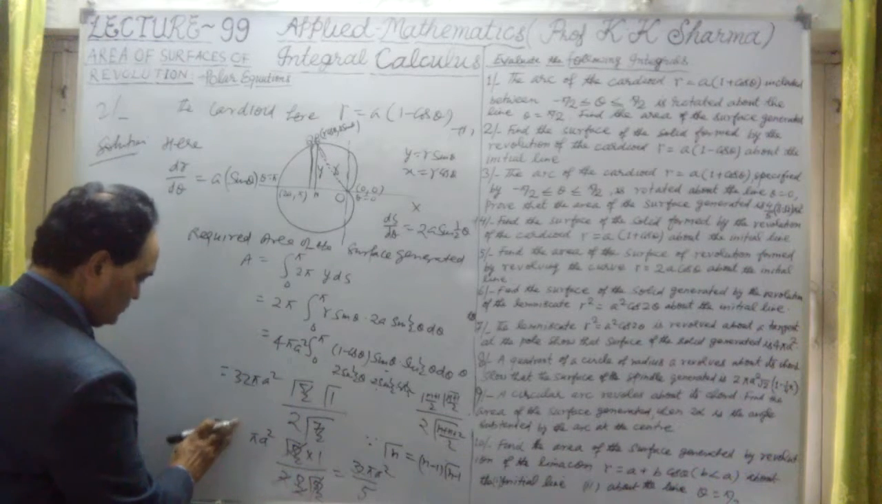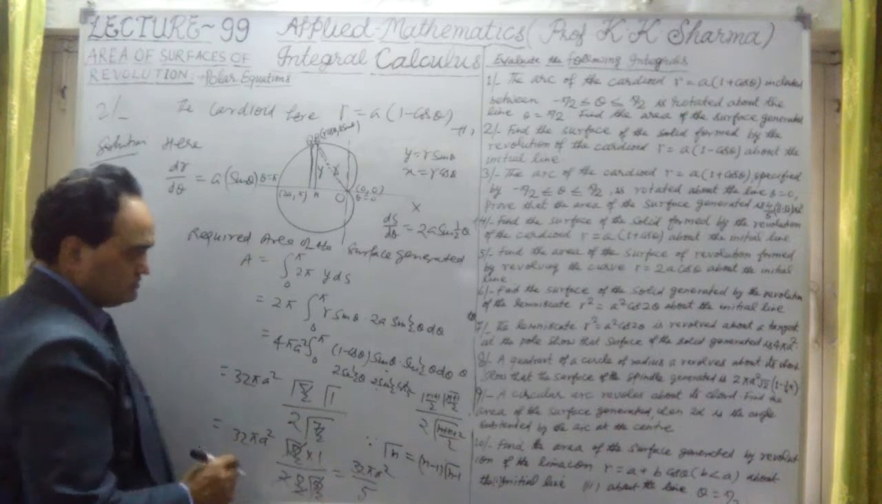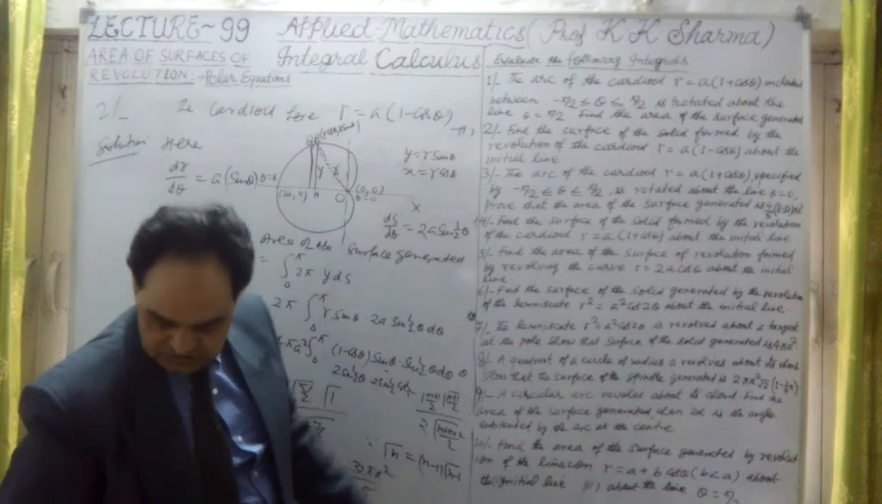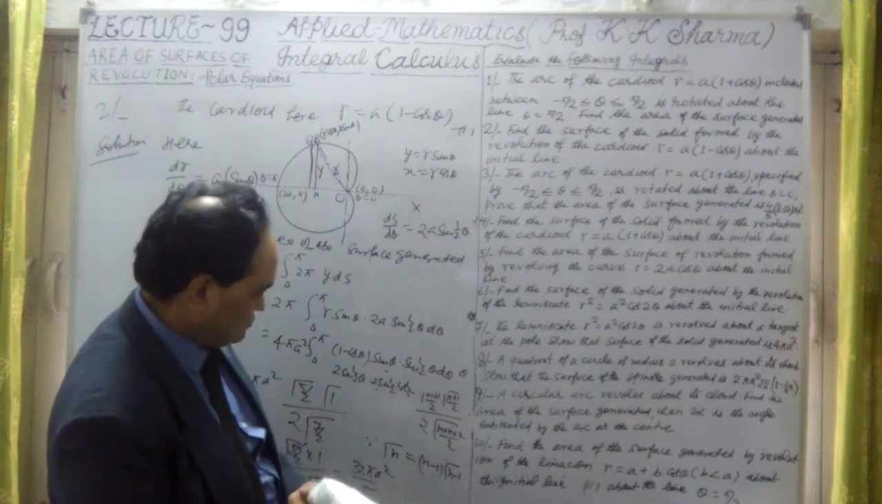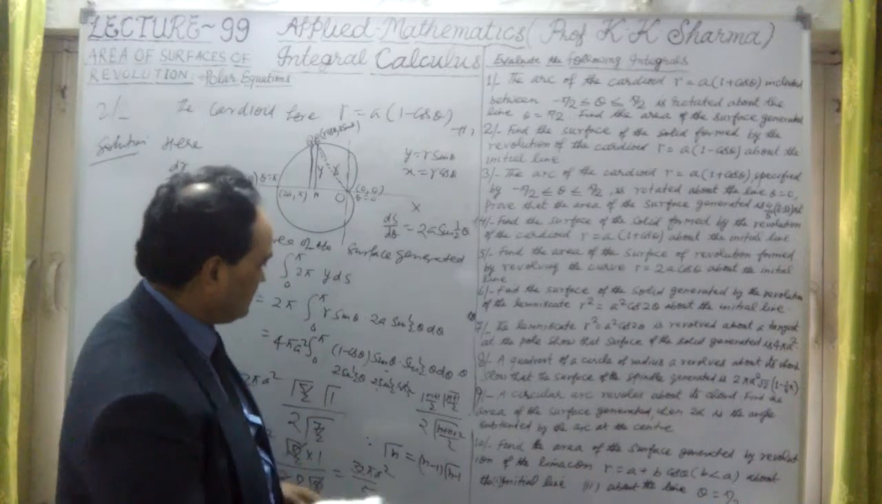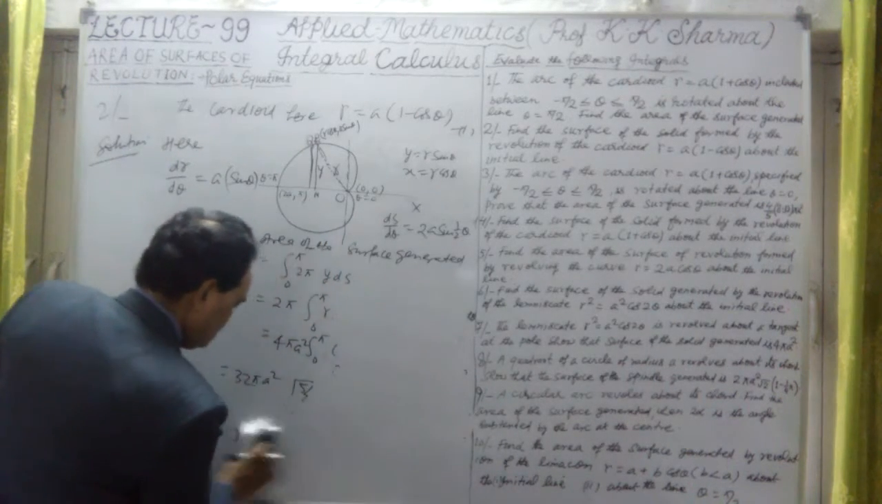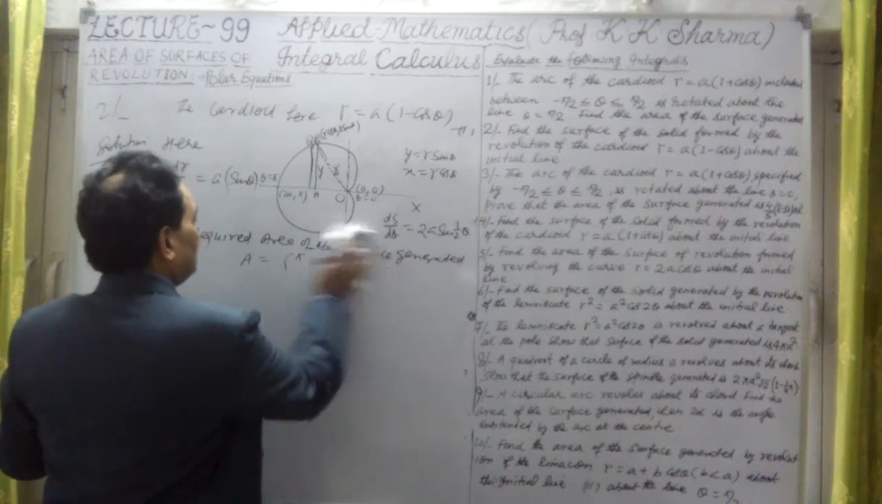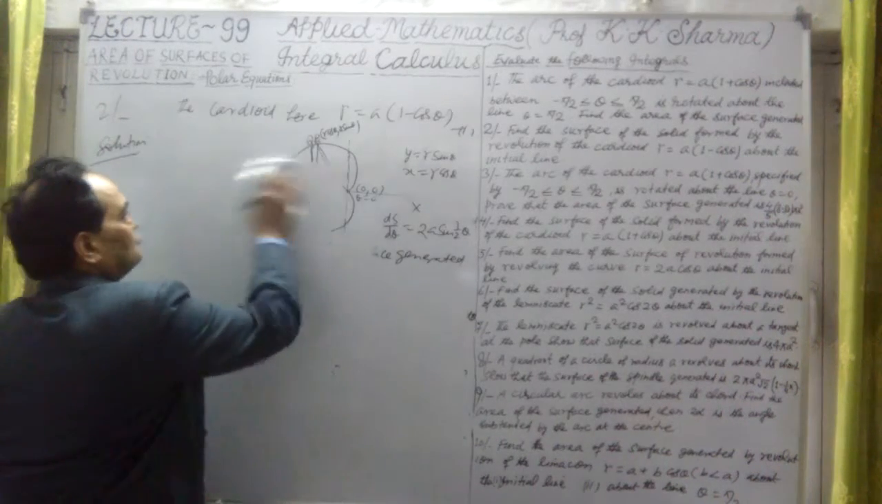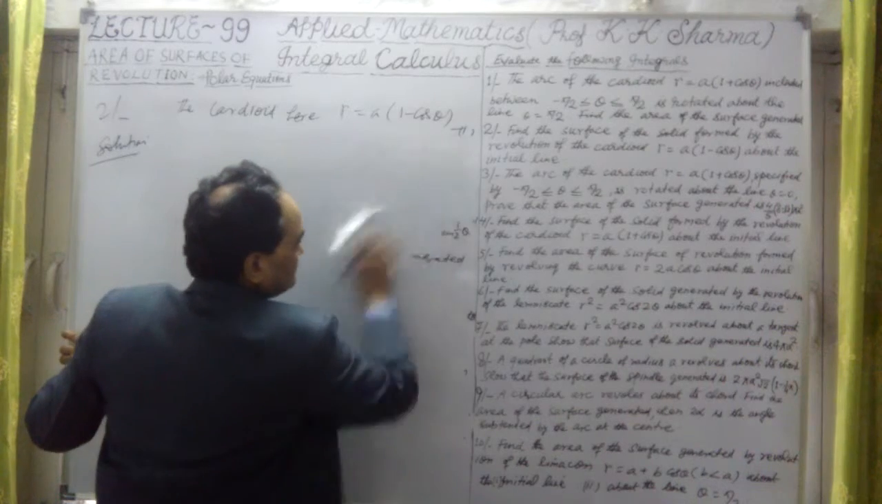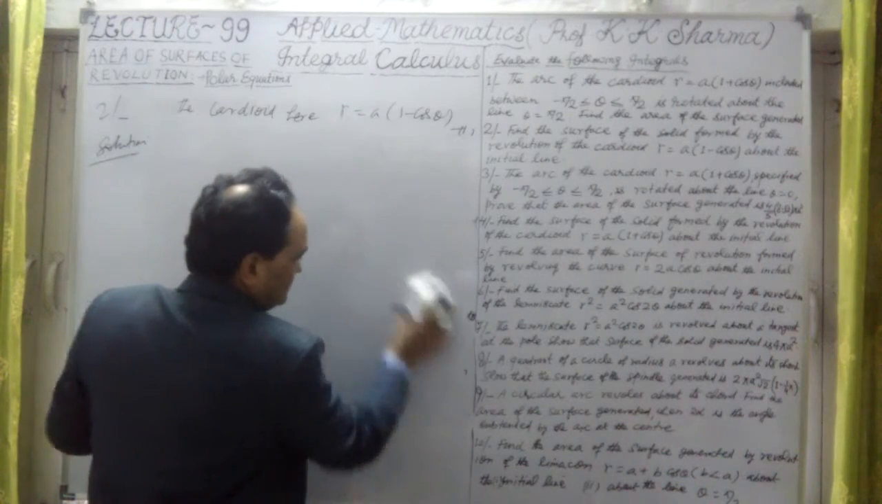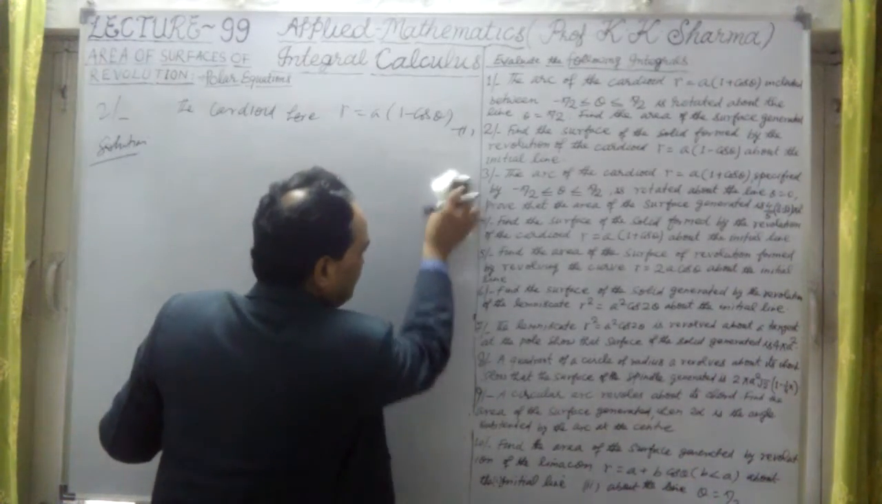a square. I'm sorry. It's simple, we can just check it. We just rechecked. The answer is 32 pi a square upon 5. So 32 pi a square upon 5. The answer is this. Okay. So our minor mistake can change the answer. I'm sorry, I rechecked this. The answer is 32 pi a square upon 5.